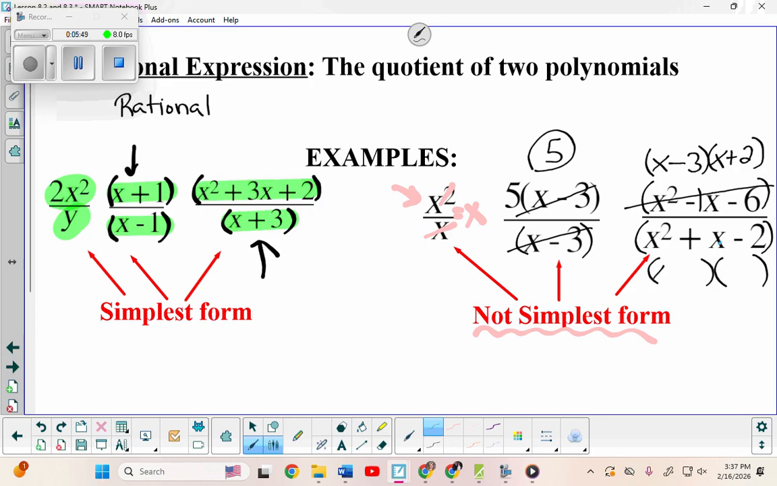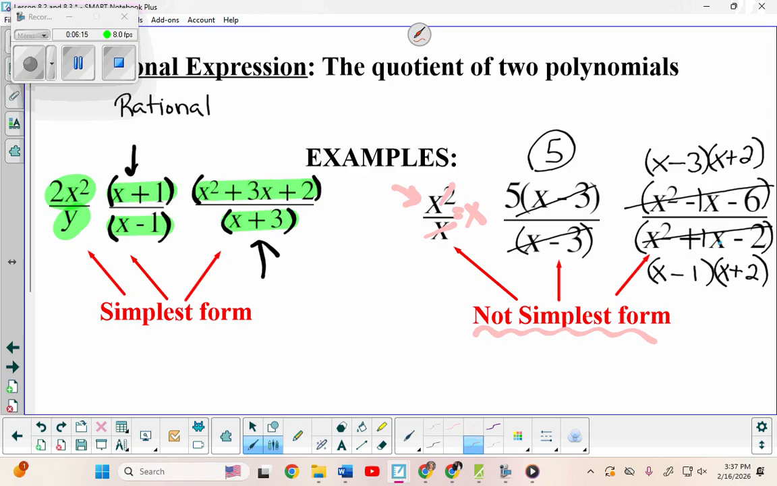So x times x. The factors of 2 are 1 and 2. And we want to end up with a positive 1, so we're going to put a positive on the larger number, the 2, and then minus 1. 2 minus 1 would give you 1x. Negative 1 times 2 is a negative 2. So you want to factor them, and at that point, if you have common factors, you can cancel.